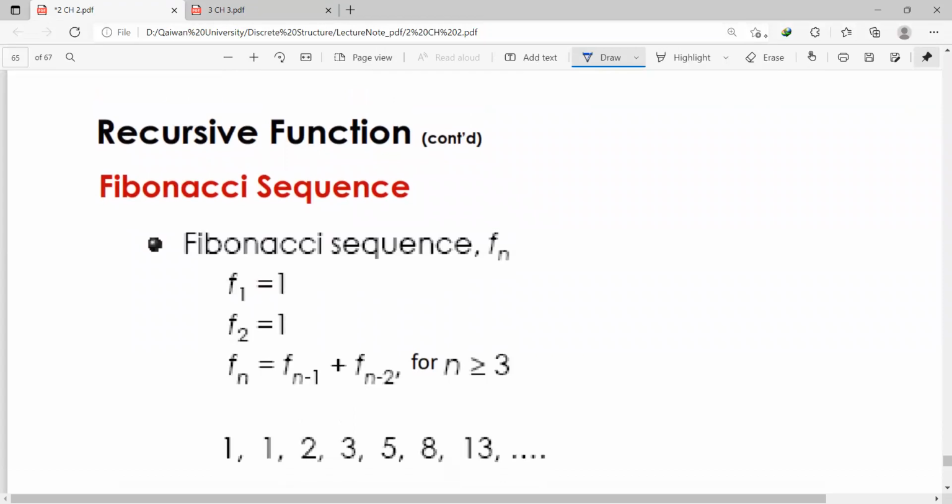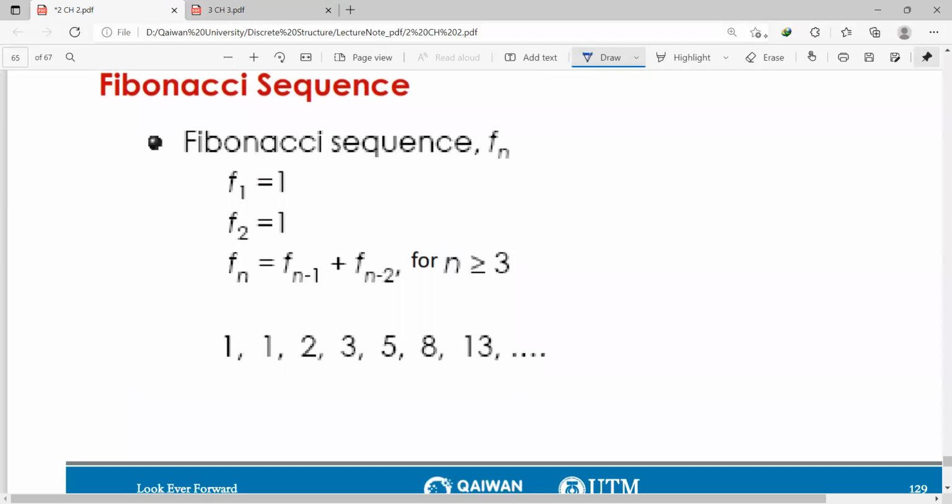Now we have the Fibonacci sequence. For the Fibonacci sequence, we say the sequence is like this. F1, I mean the first term, is 1. The second term is still 1. But the other terms, how they are working, we say the sum of these two is this one. And then the sum of these two is this one. And the sum of these two is the next one. The sum of these two is the next one. The sum of these two is the next one.